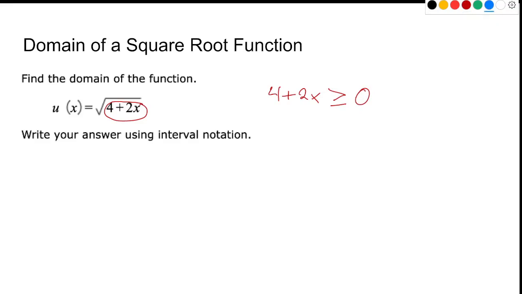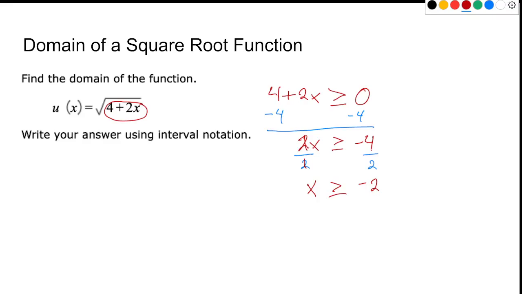So we go through and we calculate. Now x itself could be negative, but the result has to be non-negative. So we subtract 4 from both sides, leaving us with 2x has to be greater than or equal to negative 4. Finishing to solve for x, we divide both sides by 2. That gives us x is greater than or equal to negative 2. And so this is the domain.